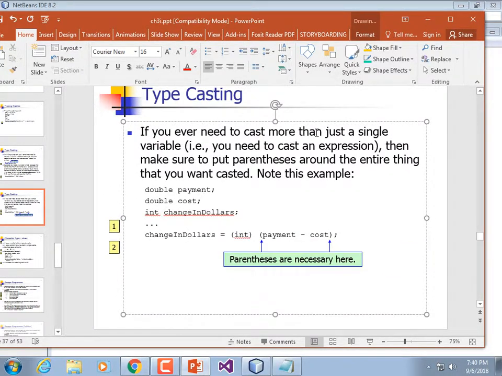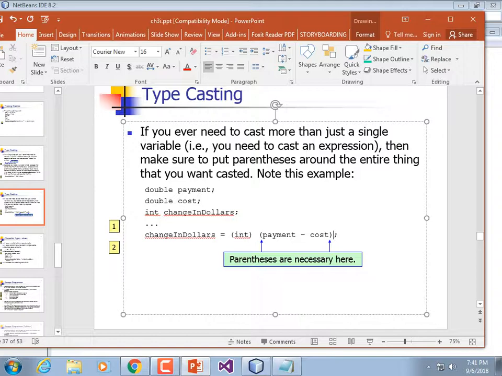So if you ever need to cast more than just a single variable, then make sure to put parentheses around the entire thing you want casted. If we left these parentheses out, casting happens before the rest of it. Payment would be turned into an int, and then cost would be subtracted from it. Well, payment was a double. We don't want it converted into an int until the whole thing has happened. So you group those two things together, and then you convert it into an int.